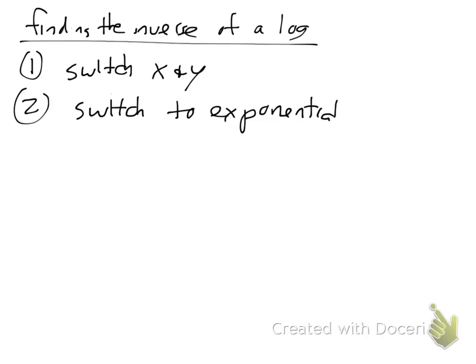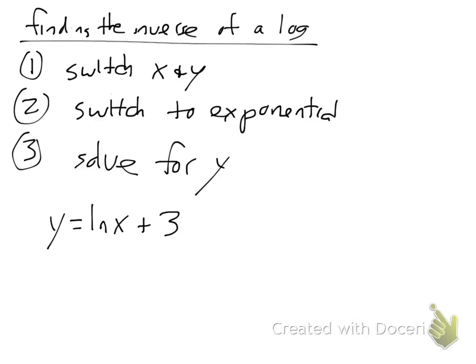Finding the inverse of a log. To find the inverse of a log, it really is just the exponential form. But when you switch to exponential form, you also need to switch x and y. So these steps, 1 and 2, can be done in any order. I always say, because just like before, we always switch x and y. Here we go: switch x and y, and then switch to exponential form. And then just for good measure, we always solve our equations for y. So solve for y.